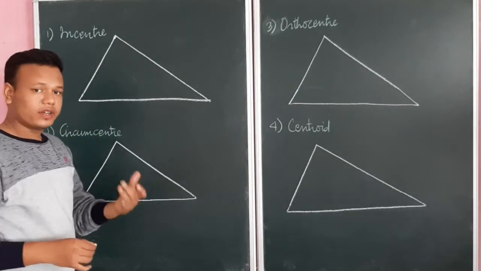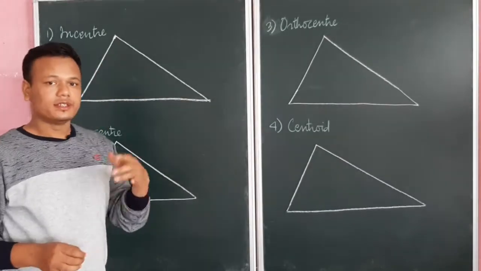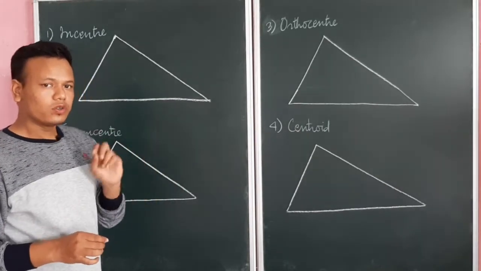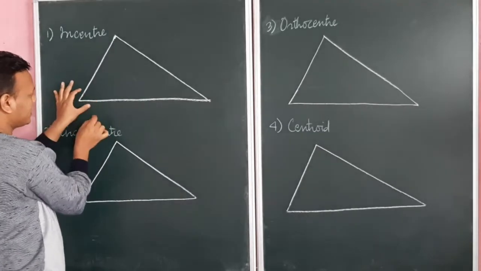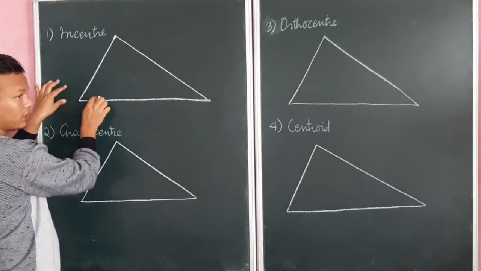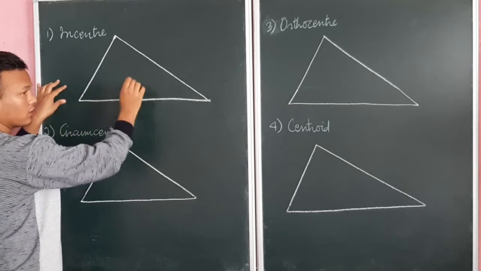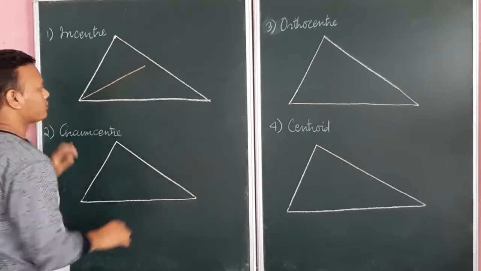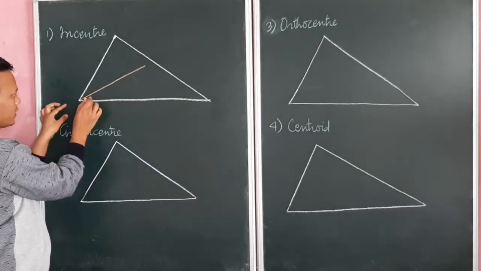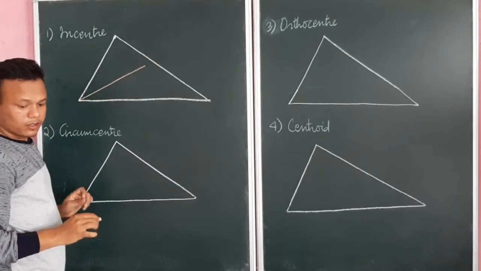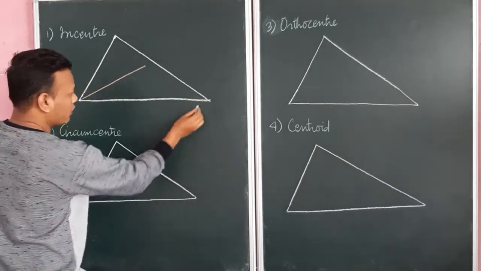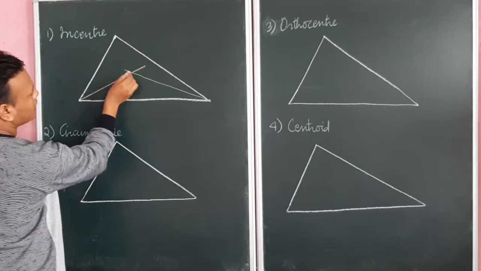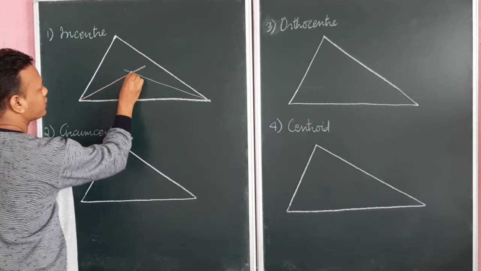You have already done constructions of incenter. Whenever you are doing construction of incenter, you used to bisect each angle. Suppose this is my 60, then you used to make it 30 degrees. So you used to bisect this, so this angle and this angle are equal. Similarly you used to do the same with this, so this also gets bisected, and it is intersecting out here.